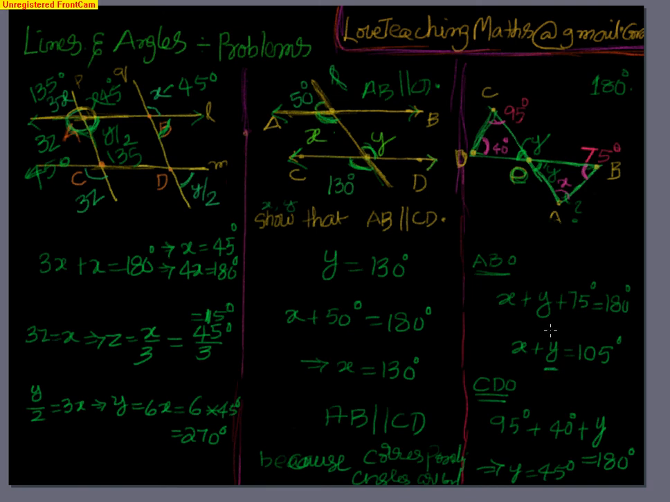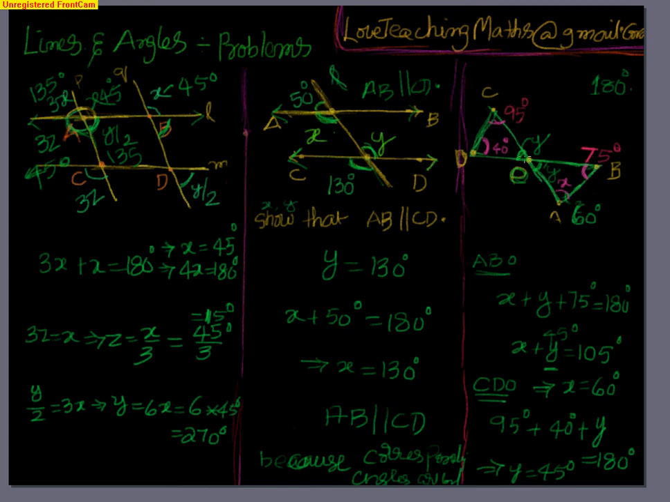Now y equal to 45, substitute here, x plus 45 equal to 105, which gives me x equal to 60 degrees. Now you want to cross check that. Let's put the values and see whether it's satisfying or not. x equal to 60, y equal to 45, and this is 75. Add them up, 60, 105, 180 degrees, we are fine.